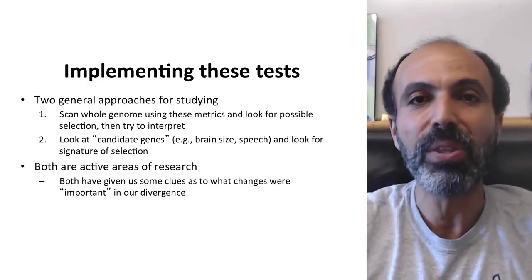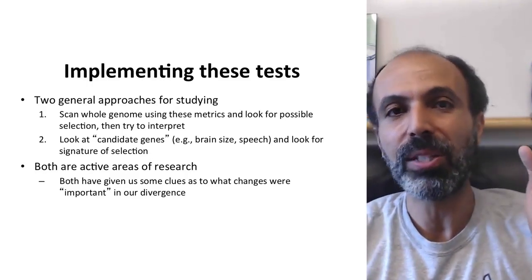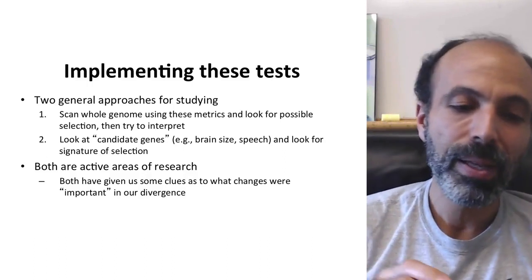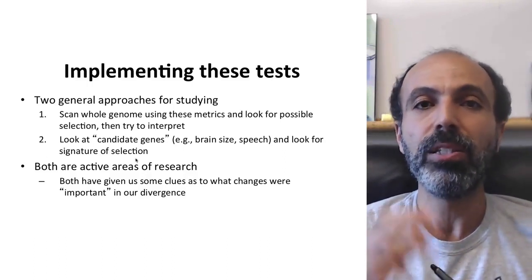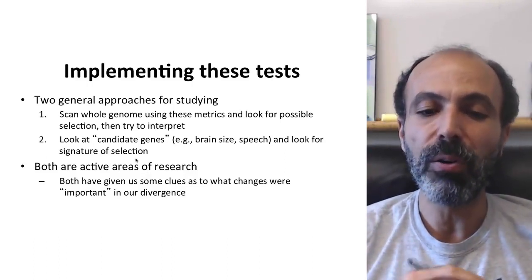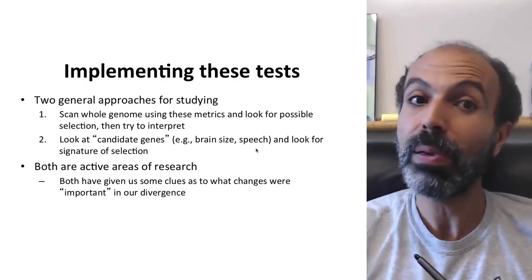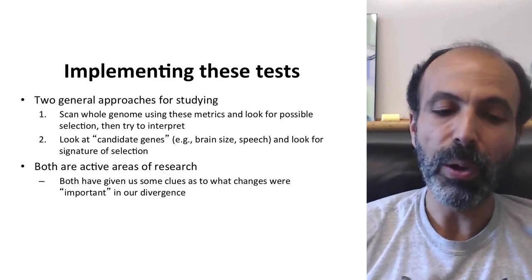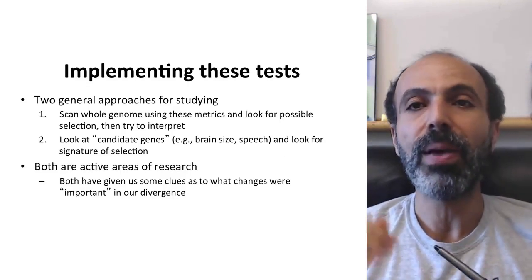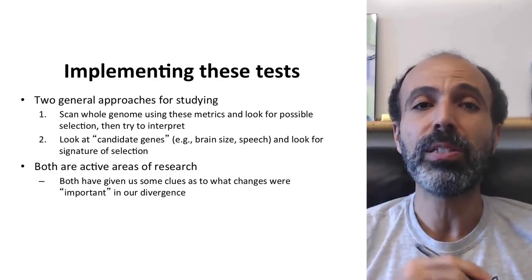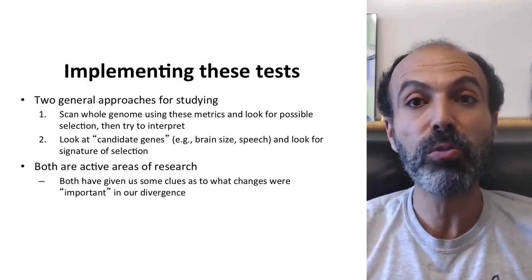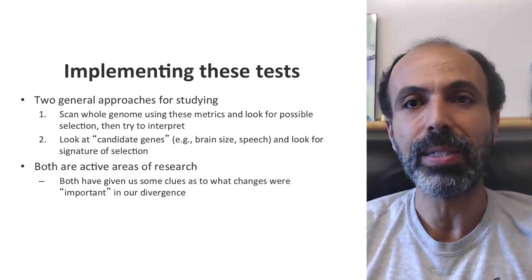That's when you're just looking at everything and trying to interpret how much positive selection versus negative selection is there in the genome. The other is to look at candidate genes, to pick out the subset of genes that you know affect brain size or affect speech, and look for the signatures of selection at those, or maybe even individual genes. Now, both of these are active areas of research, and both of them have given us some clues as to what's been important in our divergence or the divergence of any other species that have been studied.